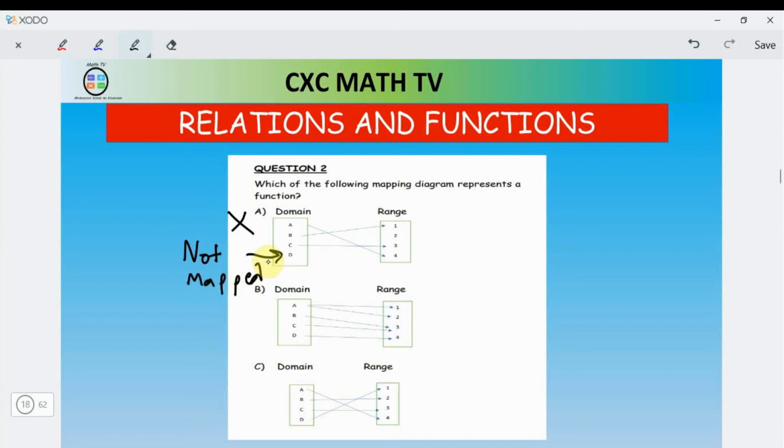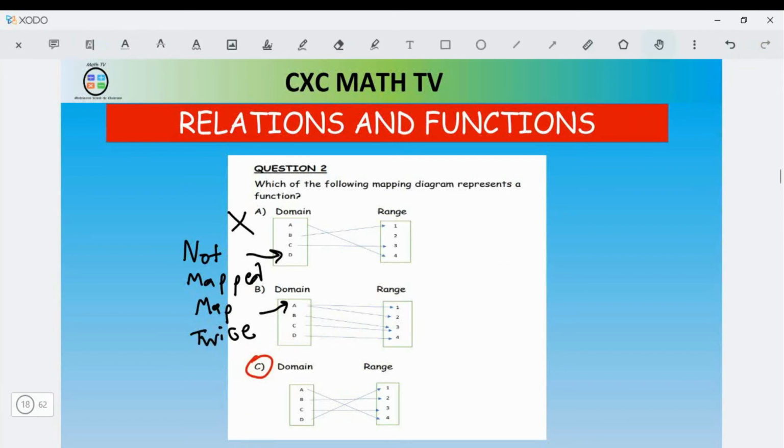Let's look at option B. Now, as we can see, element A is mapping twice. Element A mapped twice, so that is clearly not a function. So in this case, option C is the answer. Option C is the answer because each element in the domain maps to only one element in the range. So option C would be the answer.